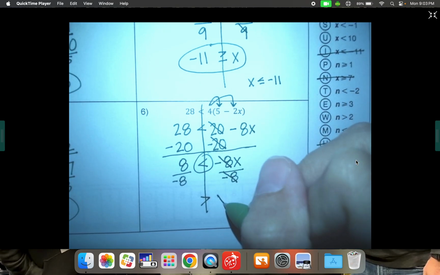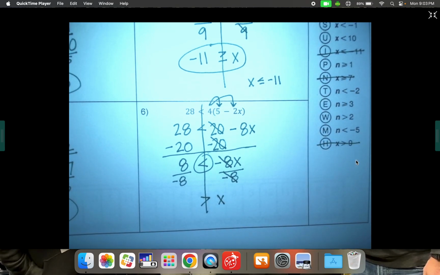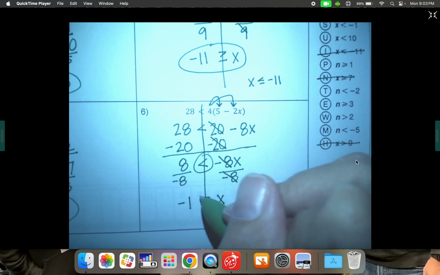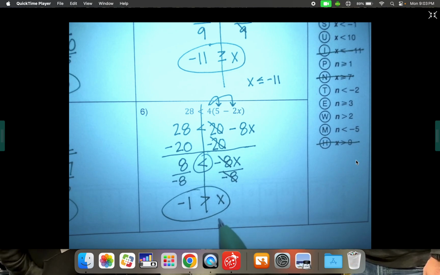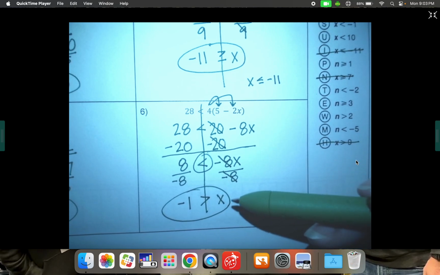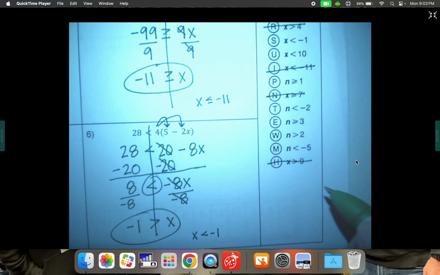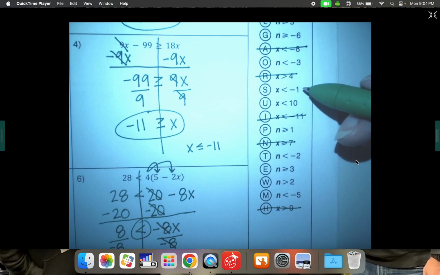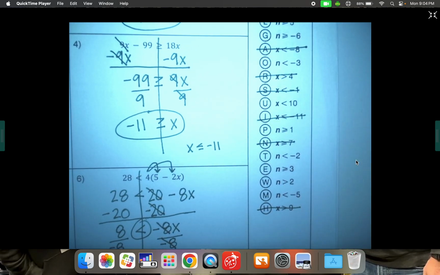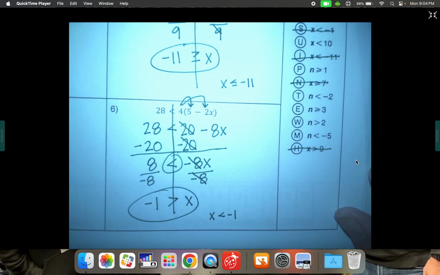So bring down our x, and now our symbol's going the other way, and 8 divided by negative 8 is negative 1. So it should be x is less than, remember you read it from the variable backwards, x is less than negative 1, or if you want to, you can rewrite it. But it has to be this little open mouth facing the negative 1. So let's try to find it. Right there, it's S.